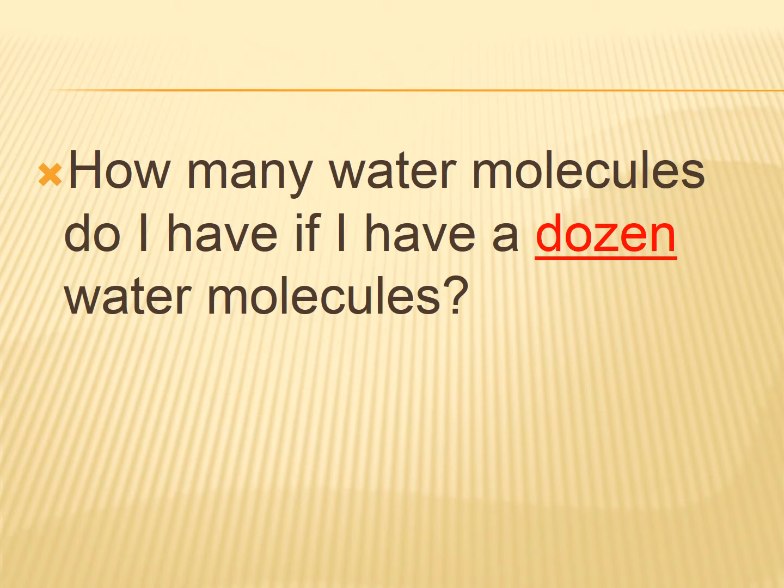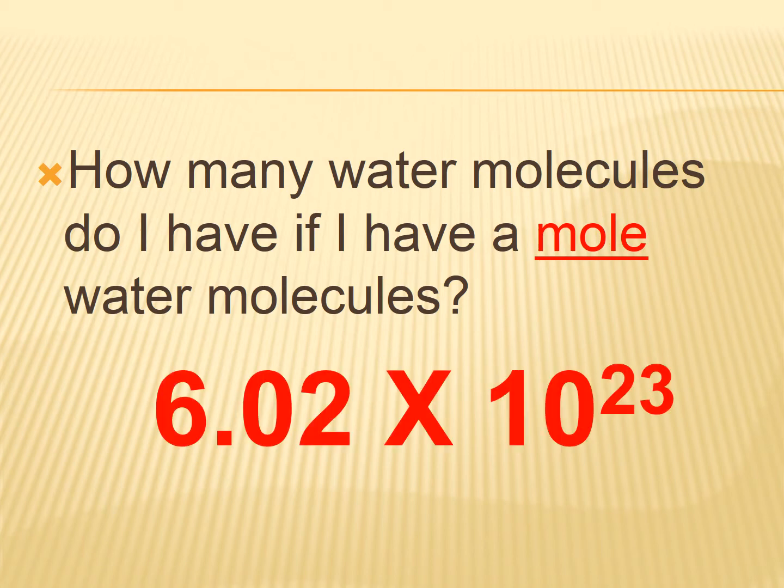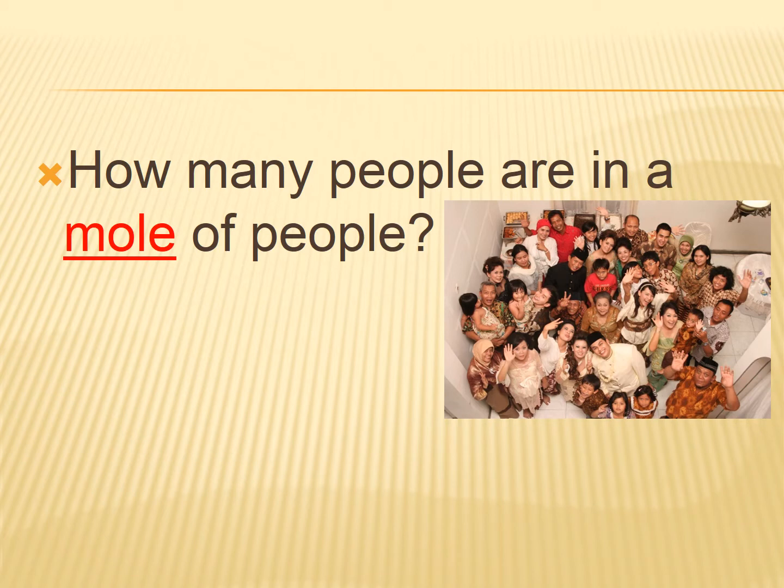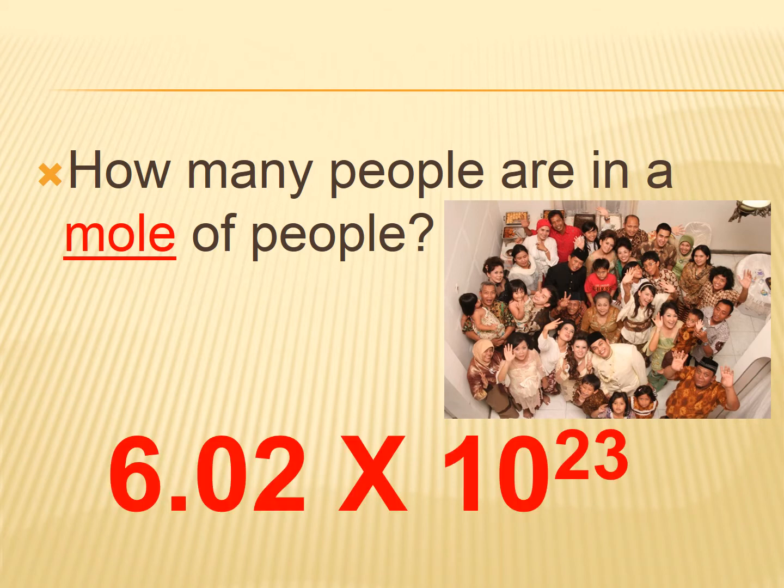What if I had a dozen water molecules? Dozen means 12. What if I have a pair of water molecules? A pair means 2. What if I have a mole of water molecules? Again, it's just this incredibly large number, 6.02 times 10 to the 23rd. So what about people? What if I said how many people are in a mole? Same thing, 6.02 times 10 to the 23rd.